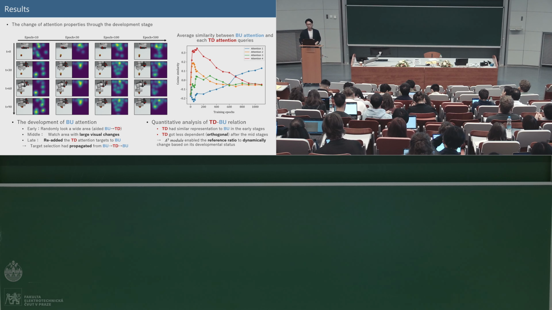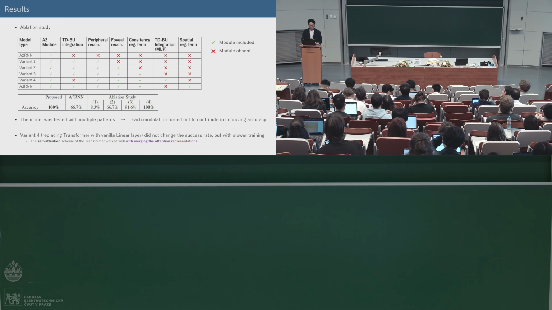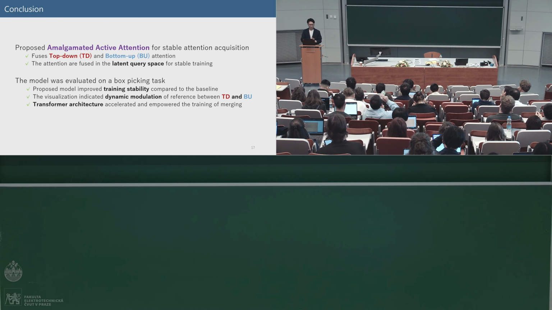And I think I'm running out of time, so I'd like to go to the conclusion. Generally, I've proposed a model of amalgamated active attention, which fuses top-down and bottom-up. Through evaluation, we identified that this model had high stability during training and inference, and through analysis, we found that top-down and bottom-up mutually affected each other during the development of attention. Yeah, that's it. Thank you very much.